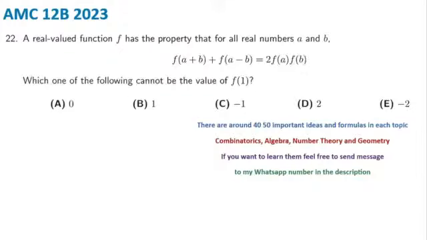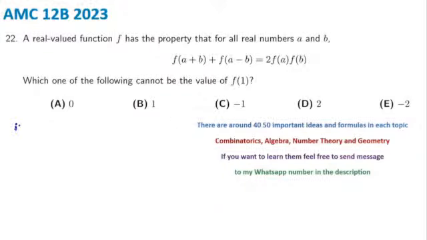AMC 12B 2023, problem 22. A real valued function f has the property that for all real numbers a and b, f of a plus b plus f of a minus b equals 2f of a f of b. Which one of the following cannot be the value of f of 1?